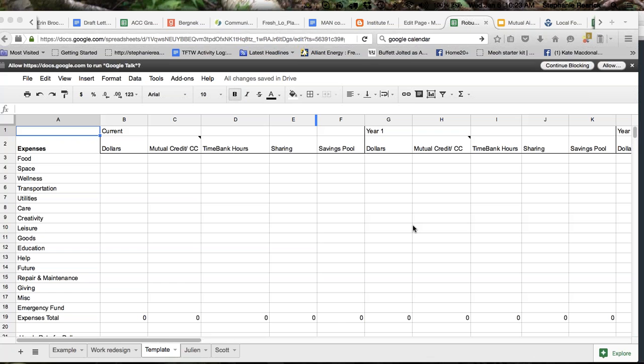Anyone else have questions or any comments or suggestions for getting started on this piece?